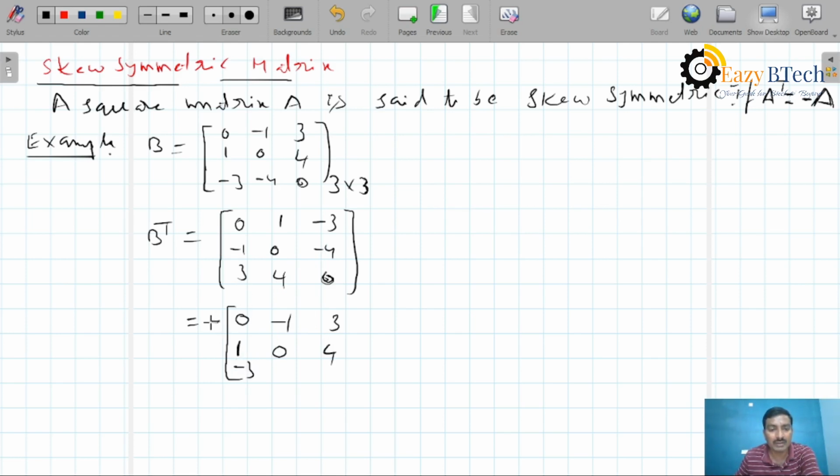In front of the matrix we are multiplying with -1. So minus into minus +3. So minus into -4 is +4, minus into -4, +4, this is 0.